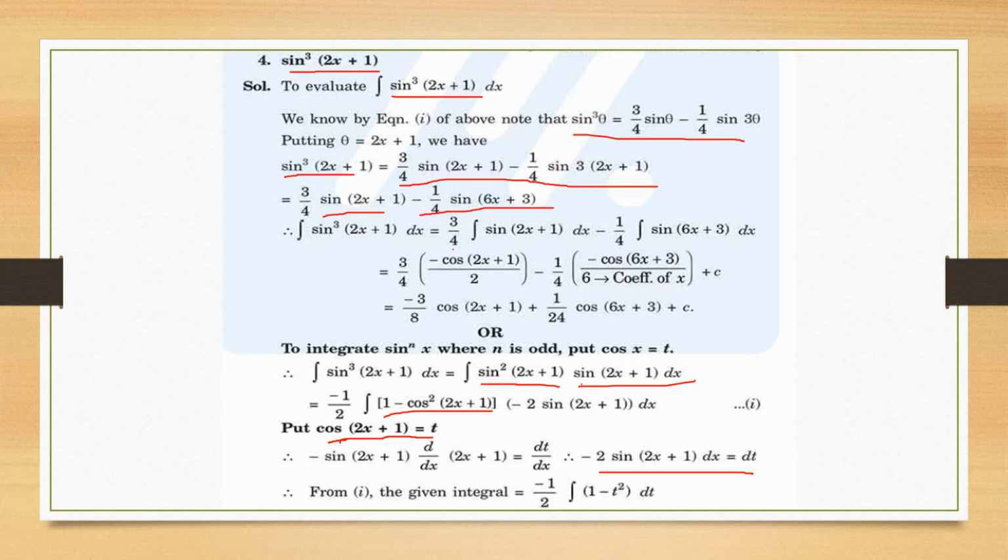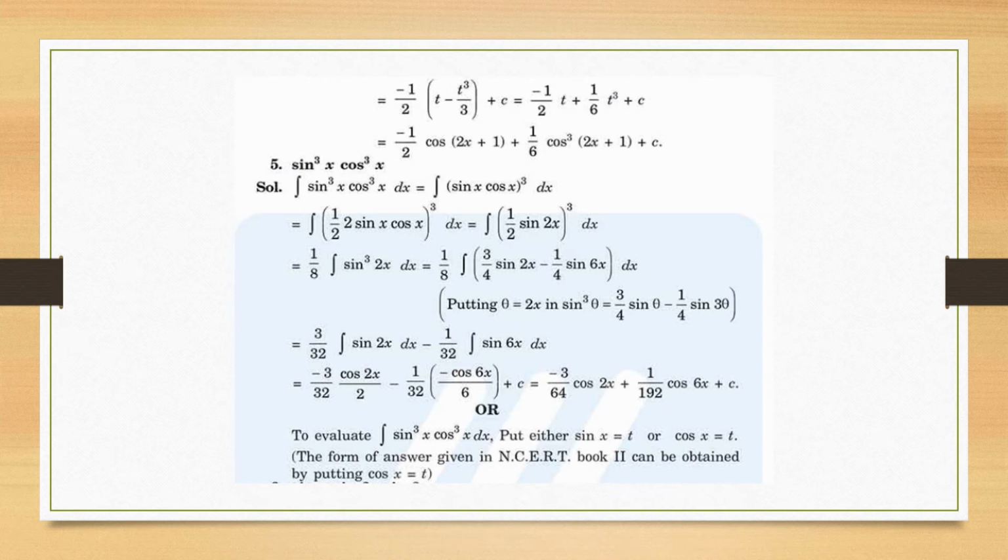So now take 3 by 4 outside, it becomes sine 2x plus 1, and it is minus 1 by 4 sine 6x plus 3. The integral of sine is minus cos 2x plus 1, and the derivative of 2x plus 1 is 2, divided by it. Minus 1 by 4, it becomes minus cos 6x plus 3, and you have to divide by 6 also. Now open all the terms and you will get the answer, right? So similarly for the second part, after substitution of the value of t, you will get the answer like this, right?